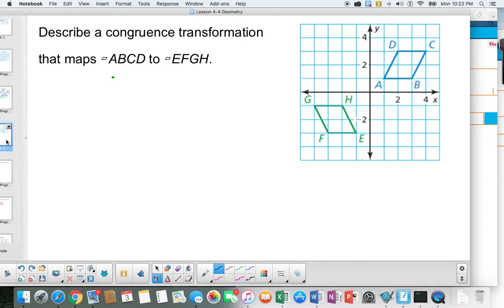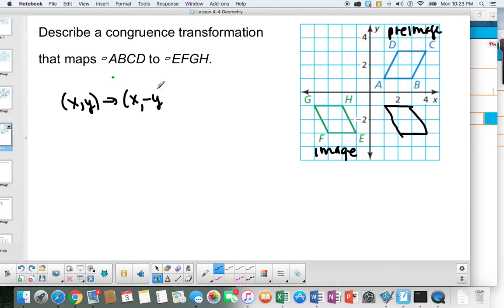Let's take a look at this. Describe a congruence transformation that maps the pre-image, that's where we're starting from, to the image. All right, now it looks to me like I can reflect over to this other side. So I'm going to write x comma y, and I can reflect ABC to this figure right here, and that's going to be x comma opposite of y.